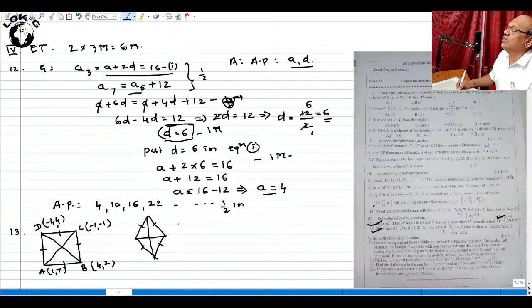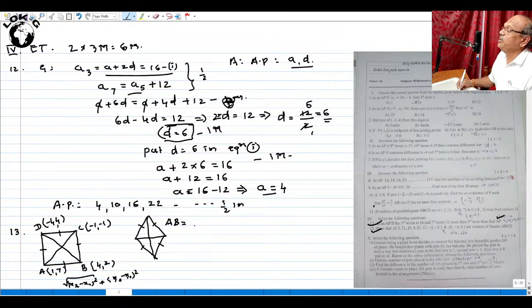Okay, shall we start now? Let us go on solving, finding AB. Easy formula. What is the distance formula? Recall the distance formula. Distance is given by the root of (x2 minus x1) whole square plus (y2 minus y1) whole square.